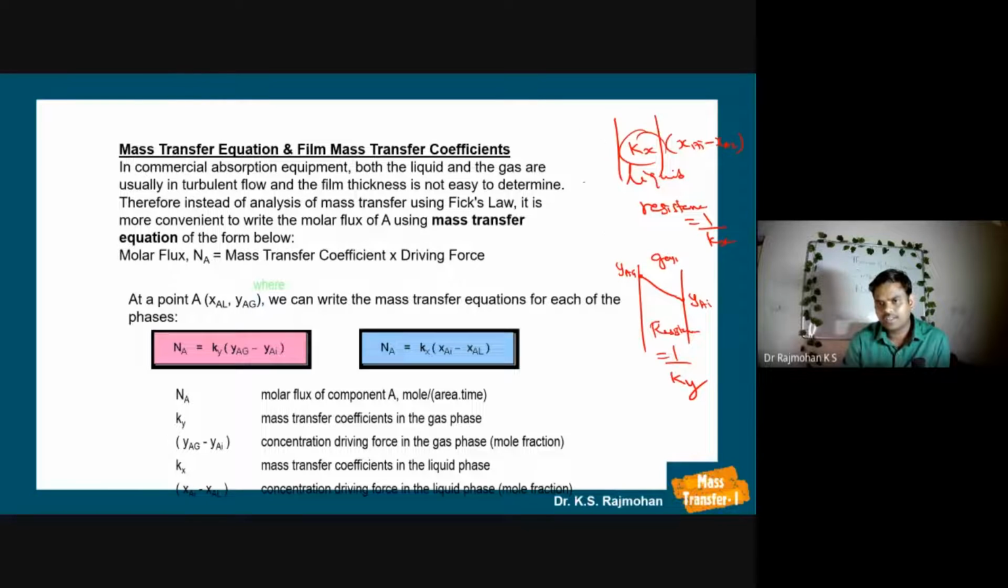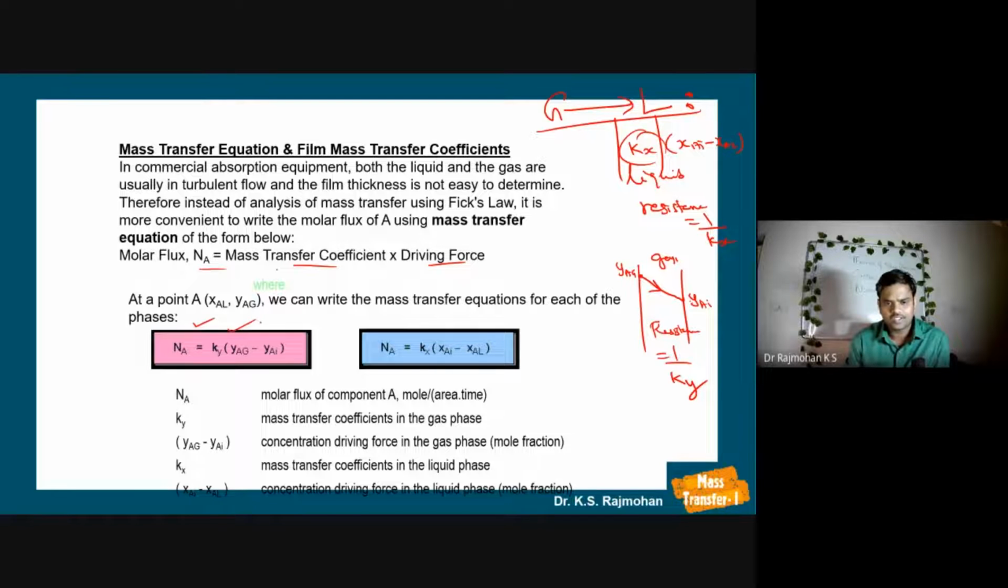Here we are again assuming mass transfer is taking place from gas to liquid. That's why YAG, YAI, going from higher to lower. So how can the flux be written? Flux NA equals mass transfer coefficient times driving force. So we have the expression here. Okay, here is the formula: flux equals mass transfer coefficient times driving force.